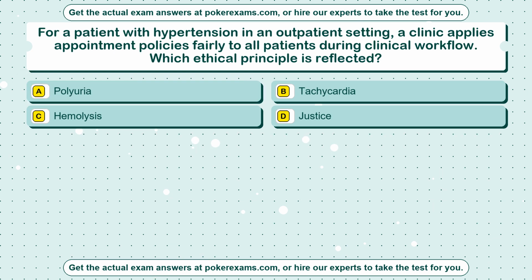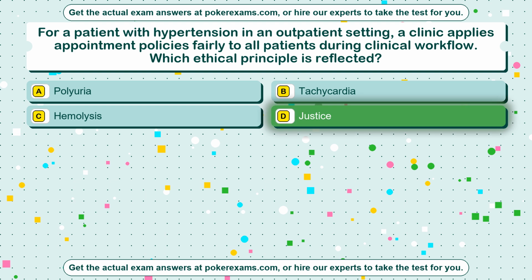Question 82. For a patient with hypertension in an outpatient setting, a clinic applies appointment policies fairly to all patients during clinical workflow. Which ethical principle is reflected? Option A, polyuria. Option B, tachycardia. Option C, hemolysis. Option D, justice.